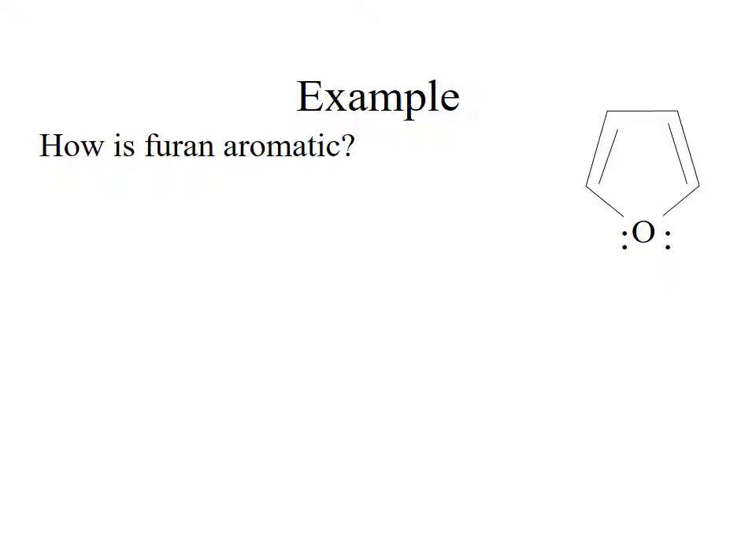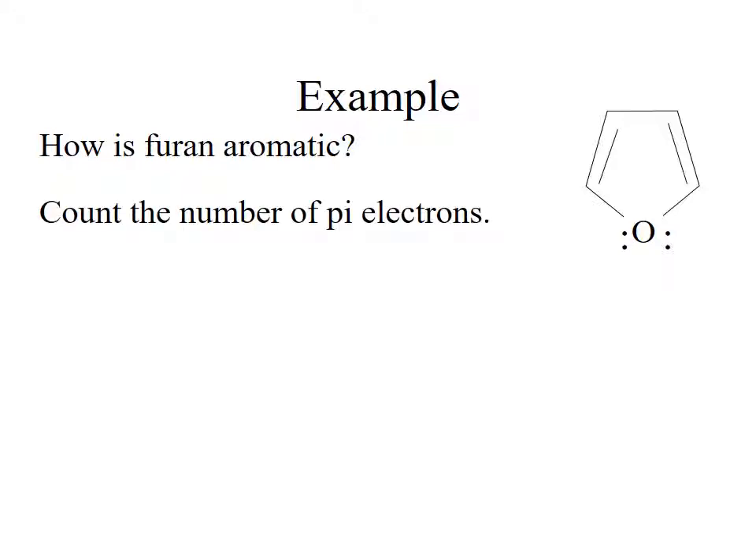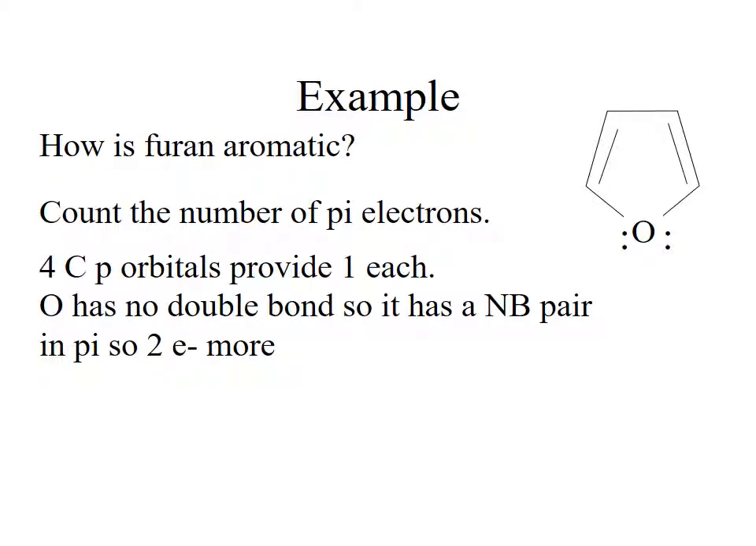Here's an example. How is furan aromatic? Remember I said oxygen has to have 2 single bonds and 2 non-bonding pairs. And you can see that right there. How is it being aromatic? Well, count the number of pi electrons. The first thing we have to do is find the 4 carbons. 1, 2, 3, 4. Each one provides 1 electron. Anything that's in a double bond is providing 1 electron. So 1, 2, 3, 4. Then the oxygen has no double bond, so it must be providing a non-bonding pair. 5, 6. Oop, it's aromatic.